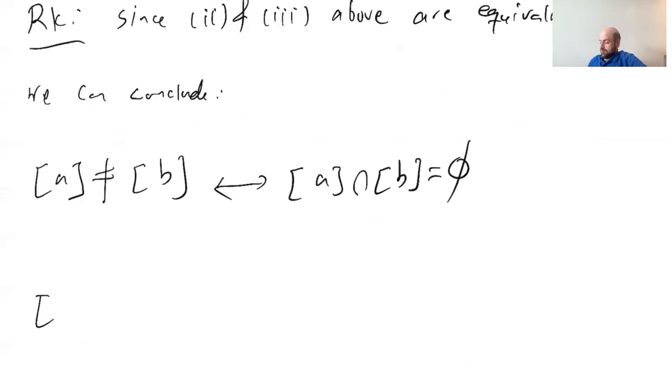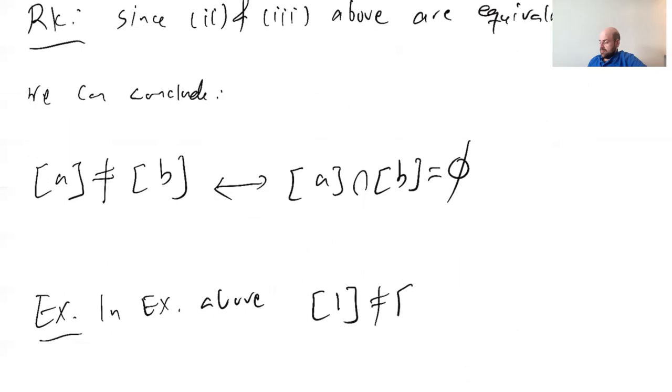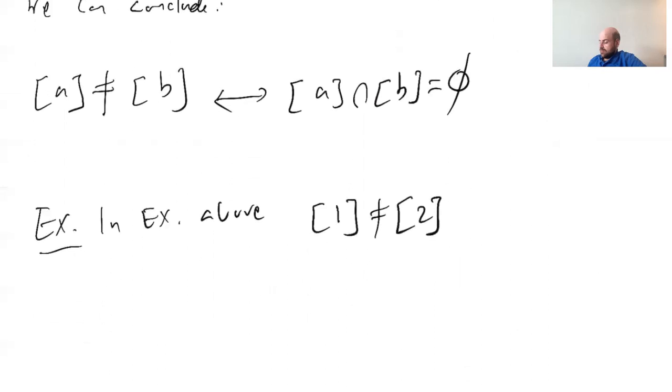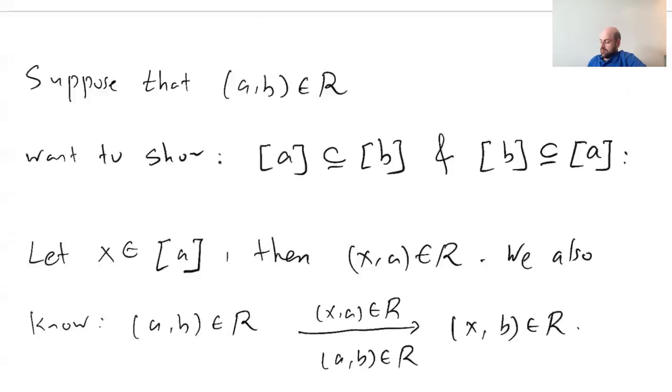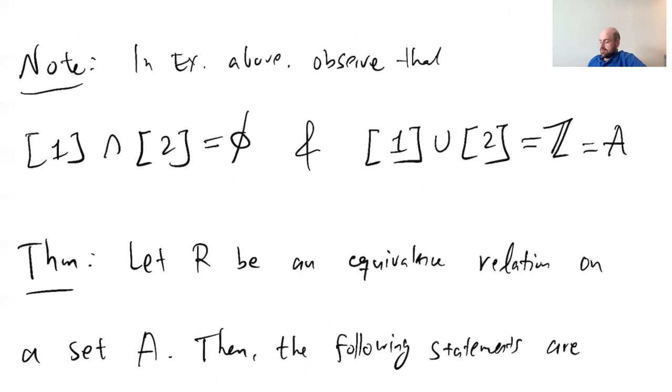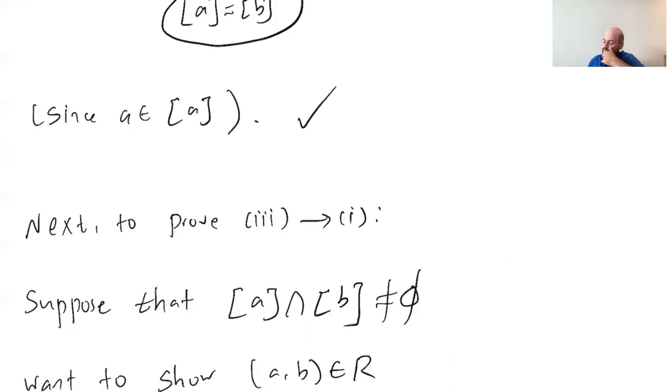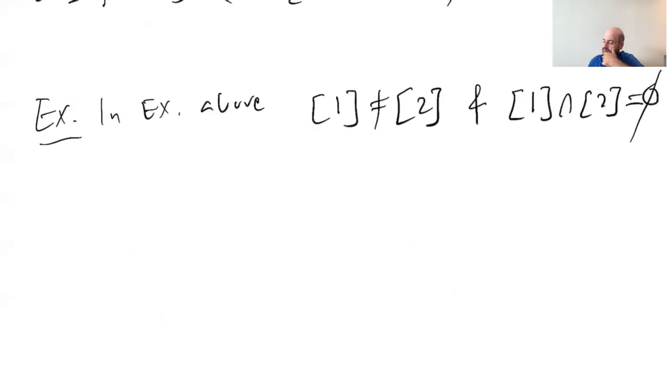So for example, in the example above, the equivalence class of 1 is not the same as the equivalence class of 2, and the equivalence class of 1 intersection the equivalence class of 2 is the empty set. In this example, the equivalence classes of 1 and 2 were different and their intersection is the empty set, which is something we expect to happen from the theorem, or from the remark after the theorem.